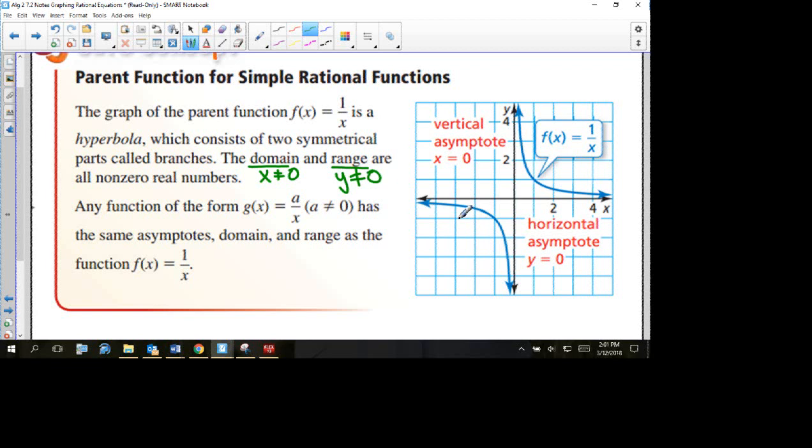Now, the vertical asymptote is x equals 0. The horizontal asymptote is y equals 0. Look at the domain and range. They are the same because the asymptote is what you jump over. So these should be the same, except for the not equal to or equal to part. Okay?